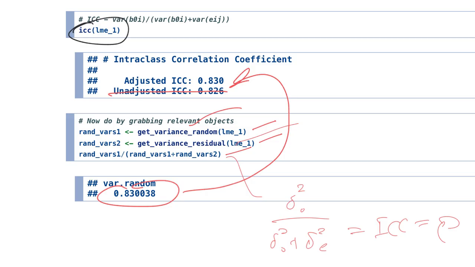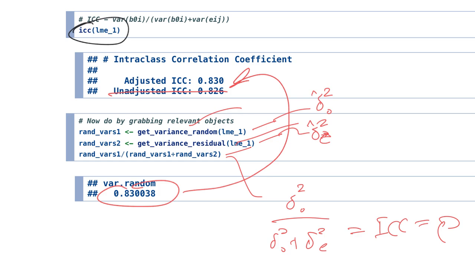The get variance residual function is a way to get the residual variance. So this gives you back the sigma squared 0 estimate, and this is the sigma squared E estimate. So I just get it back. Again, you can just run ICC and it does it, or I can do it this way. I can go back to the previous page and just see the numbers and type them in. So you can get it different ways.